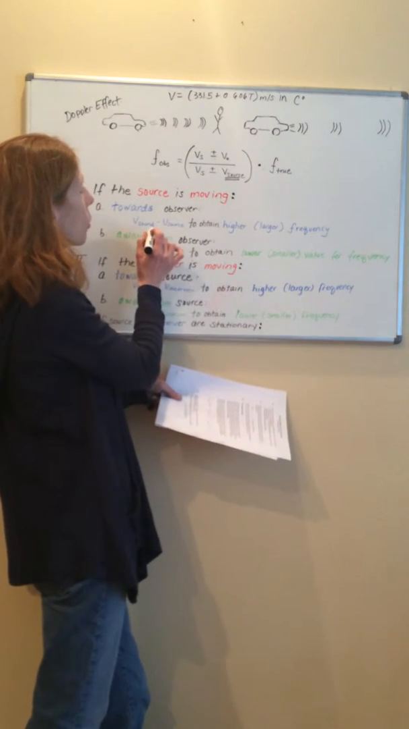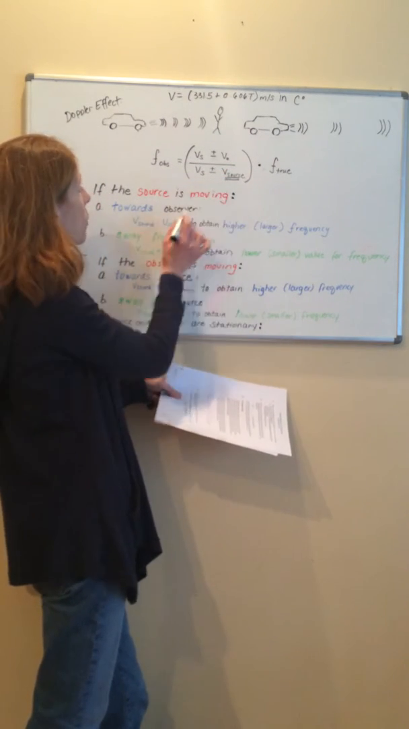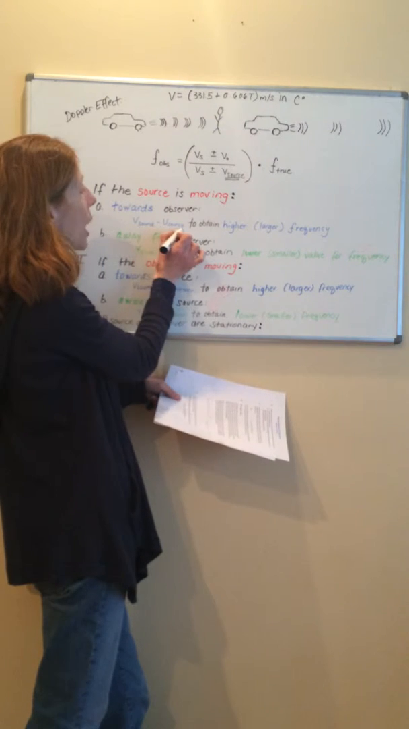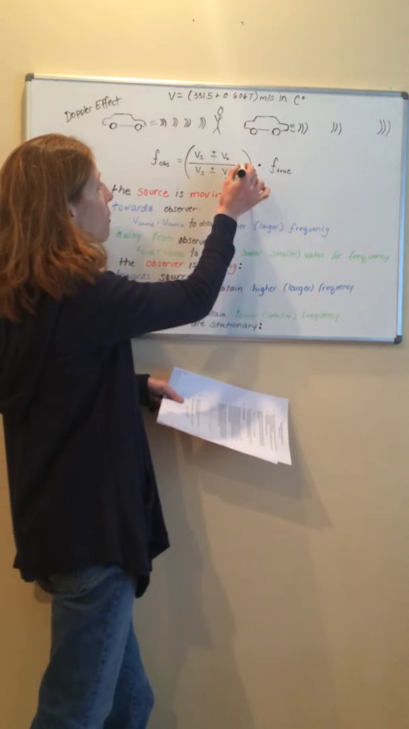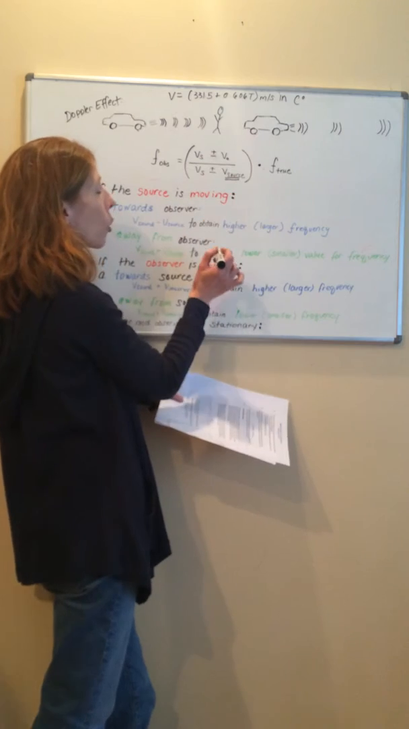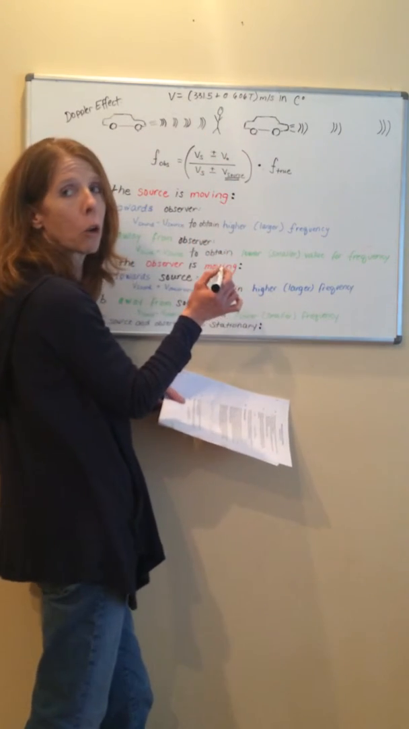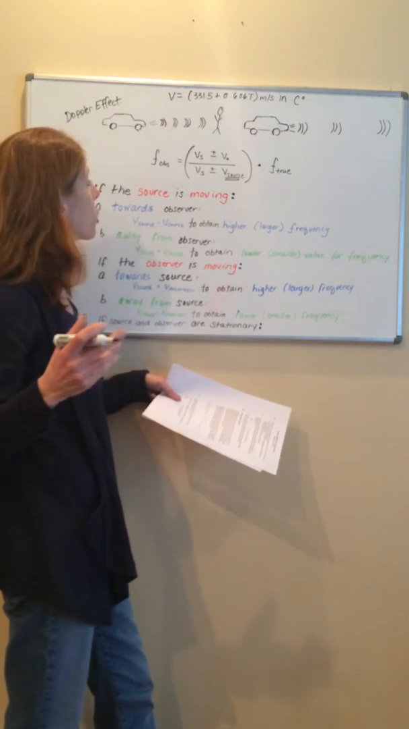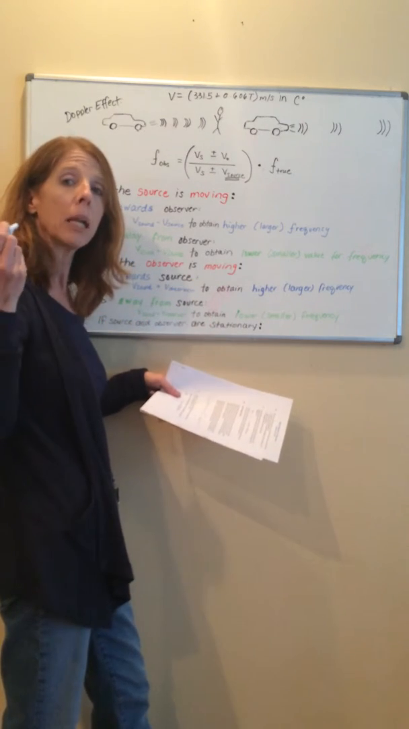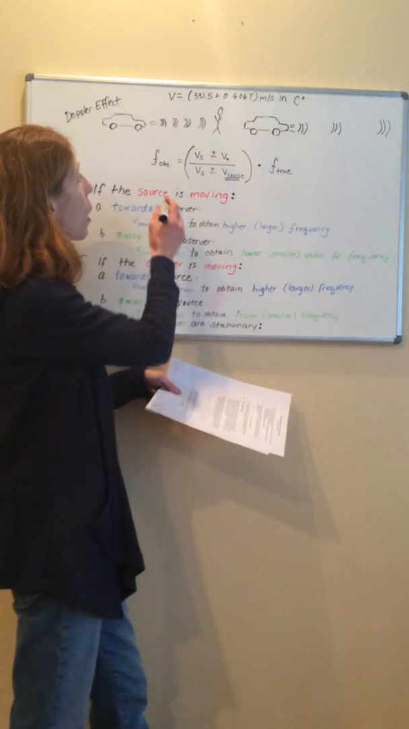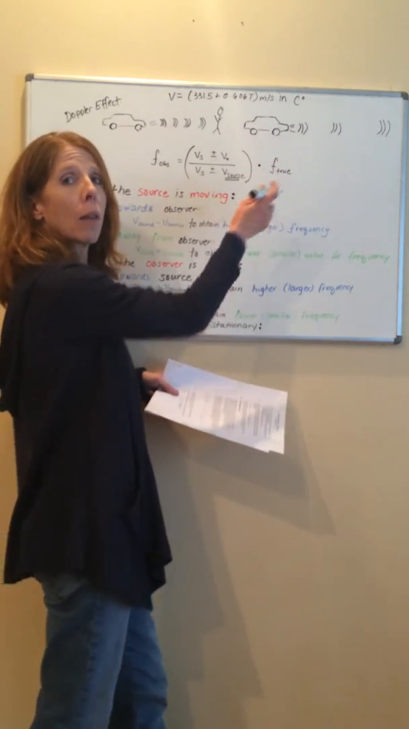Okay, so if the source is moving, I'm going to take the velocity of the sound and subtract the velocity of the source. That's going to make this whole number be smaller, make my denominator be smaller, which makes my frequency then be larger. That's what I'm looking for, right? Because if the source is moving toward me, I know I'm going to hear it at a higher frequency. So I want my observed frequency to be higher than my true frequency.